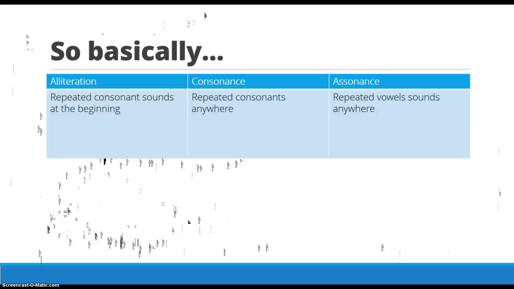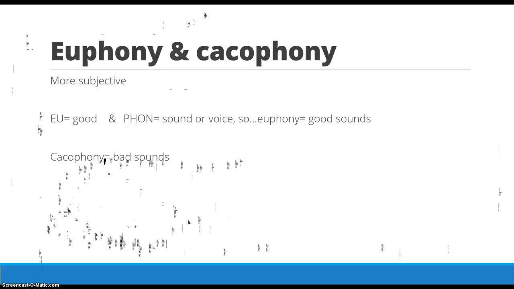So basically, if we are boiling down the fancy definitions to something simple I can put into a chart, alliteration is repeated consonant sounds at the beginning of words. Consonance is repeated consonant sounds anywhere in the words. And assonance is repeated vowel sounds anywhere in the words. Hooray. Two more devices to talk about that I promised you.